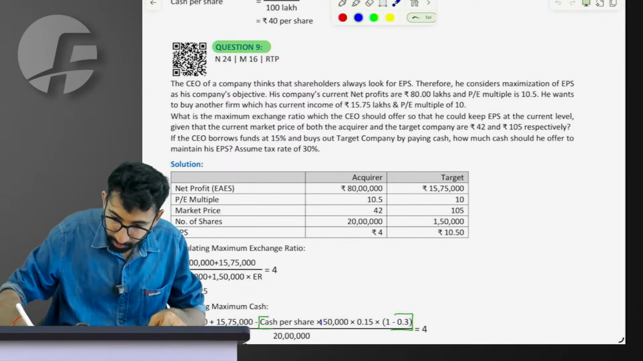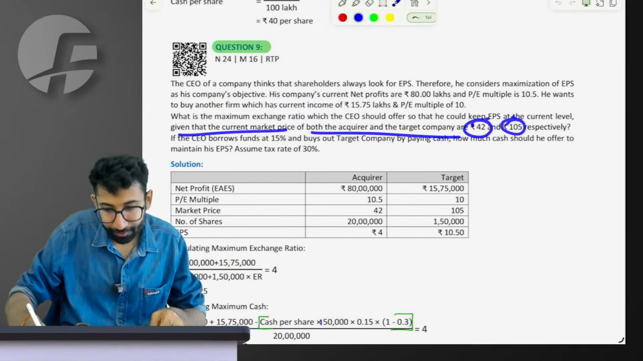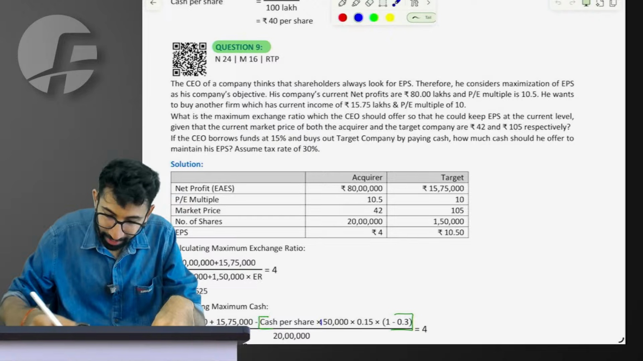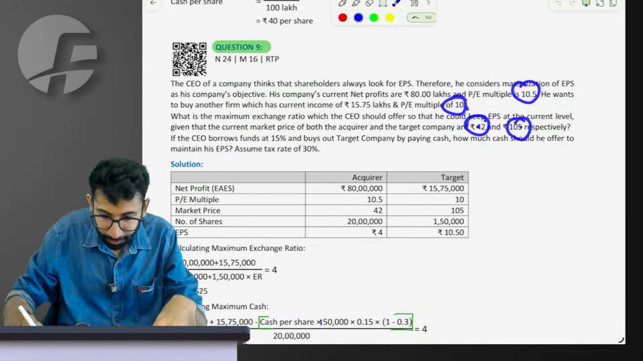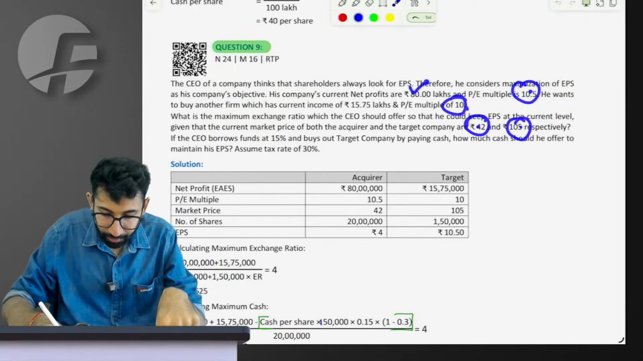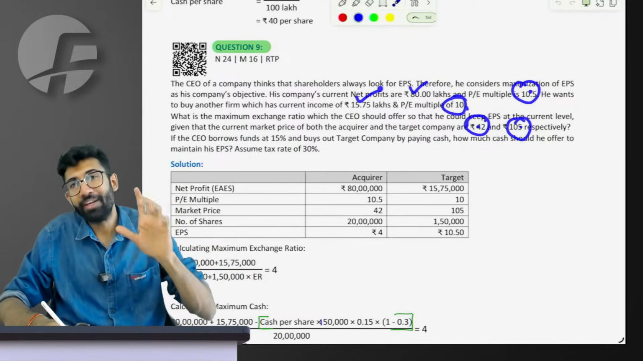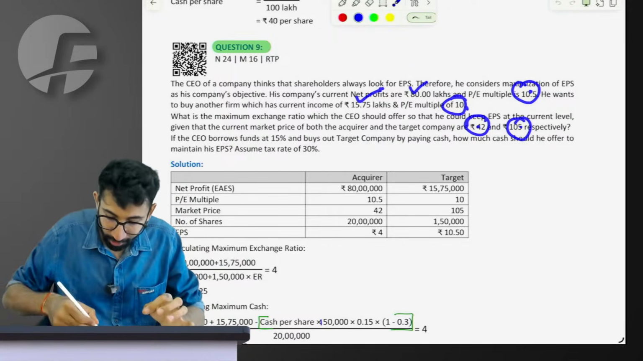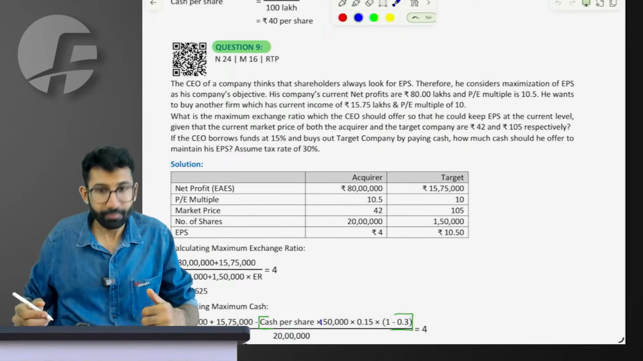So he wants to maintain the EPS, given the current market prices are 42 and 105. Sir, as I say, first you find those 5 parameters. Do you have the P/E ratio? Yes, sir. So if you have the MPS and the P/E ratio, will you be able to find the EPS? And using EPS and the net profit of the company, will you be able to find the number of shares? Total profit divided by EPS gives me number of shares. Those 5 things you all first find out, then we'll start my question to you.